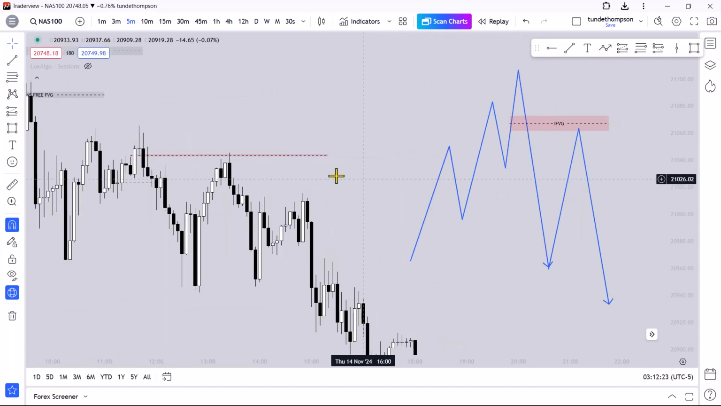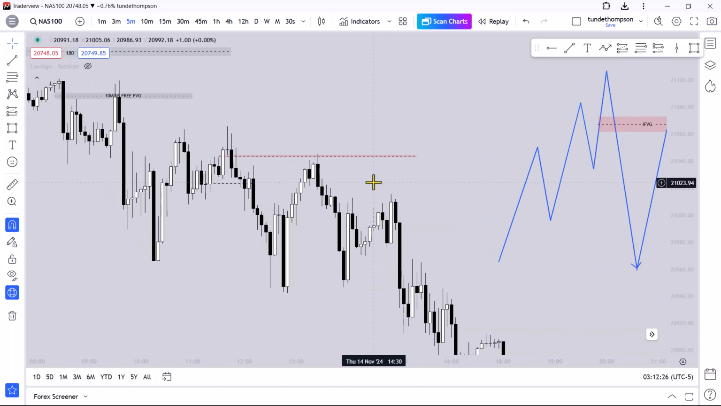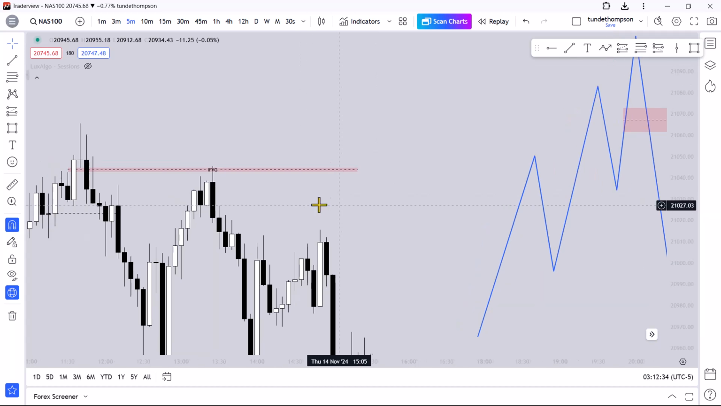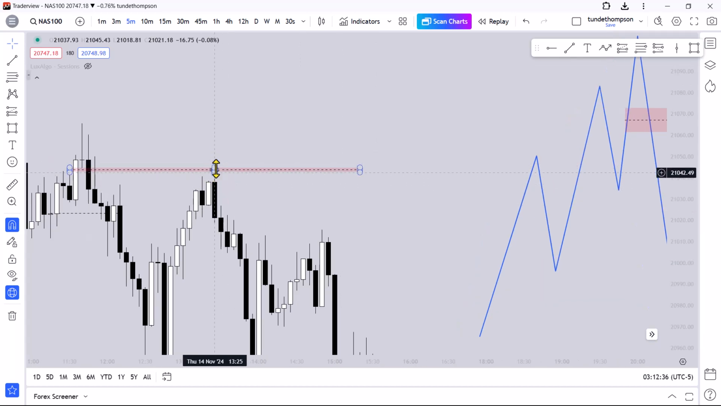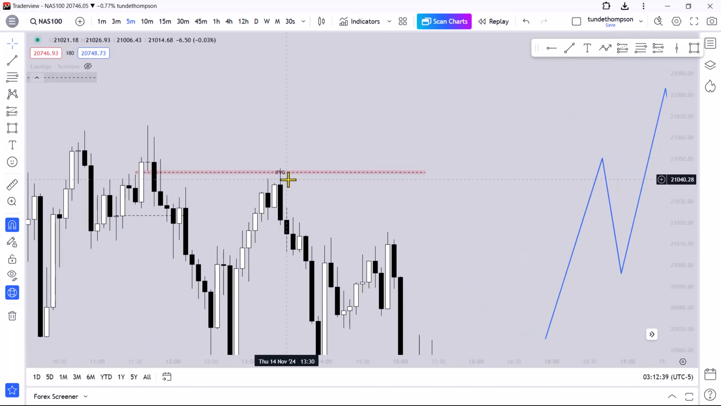And how do you know if an inversion fair value gap is going to hold? It's the fact that it's going to tap inside it. The wick can do the damage above the inversion fair value gap, but you will not see the body of the candle above the inversion fair value gap. You will only see the wick above the inversion fair value gap.